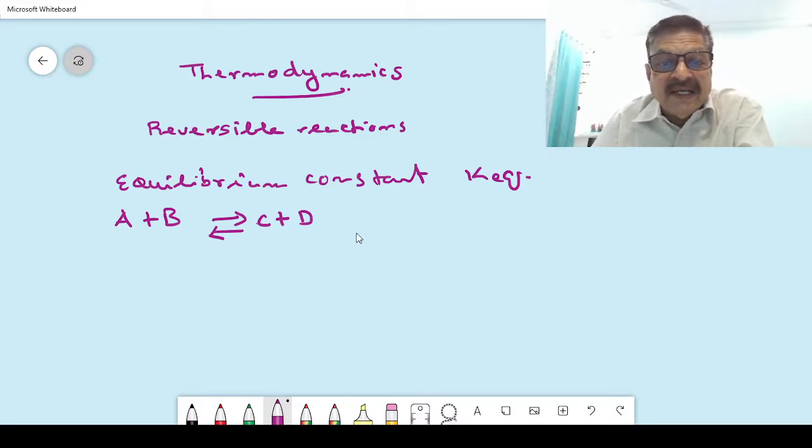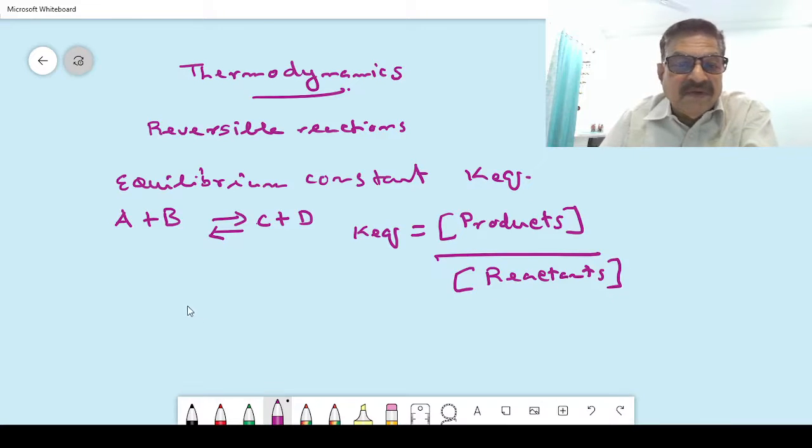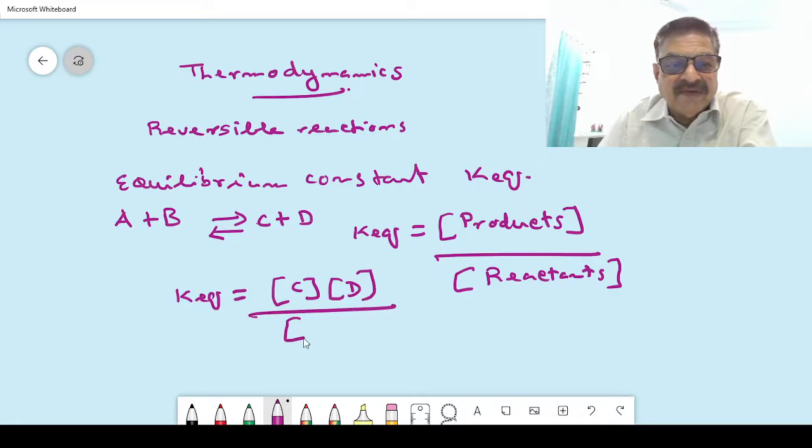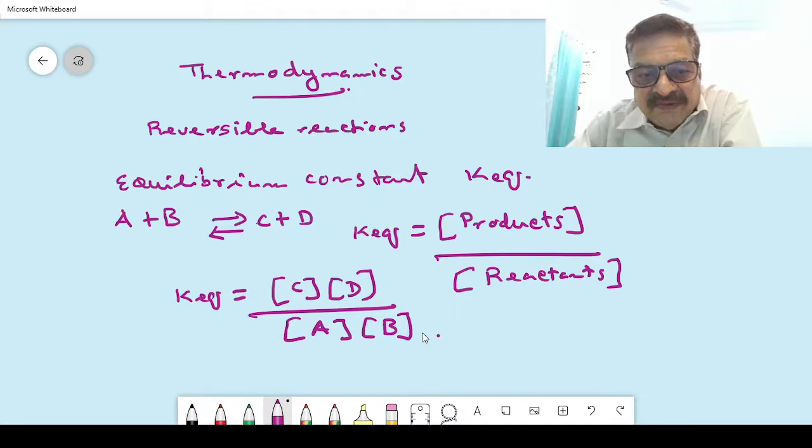So here Keq, the equilibrium constant, is the concentration of the products divided by the concentration of the reactants, or the starting materials, whatever you call it. We can write it as Keq equals the concentration of C times the concentration of D, divided by the concentration of A times the concentration of B. This is the equilibrium constant.